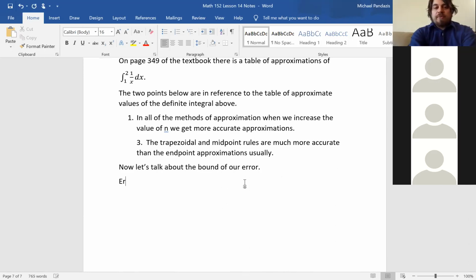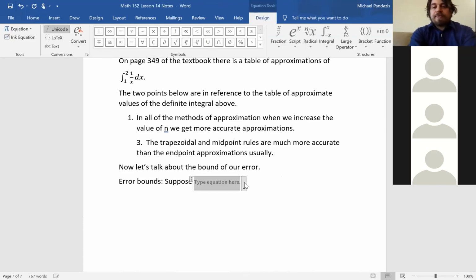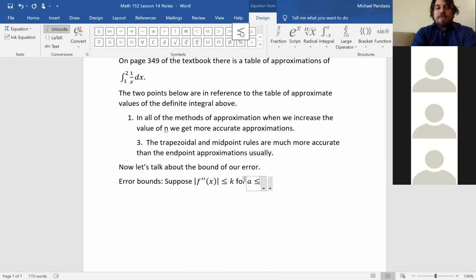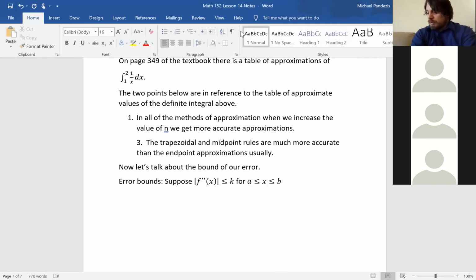Next class, we'll talk more about this. So the error bound, that's what it's called. Suppose the absolute value of f double prime of x, the second derivative, is less than or equal to K for x between a and b inclusive. So for a less than or equal to x less than or equal to b.